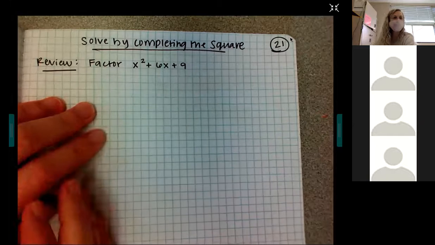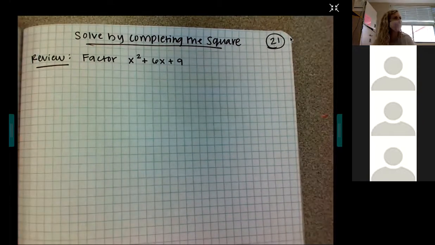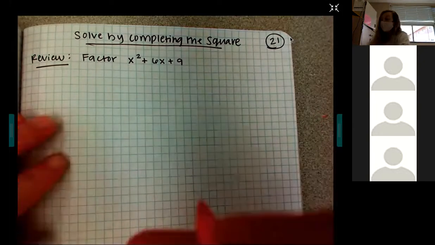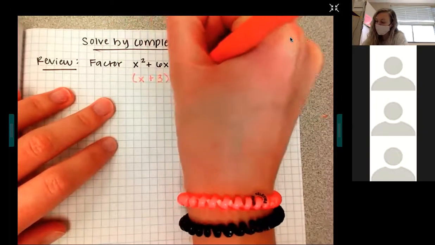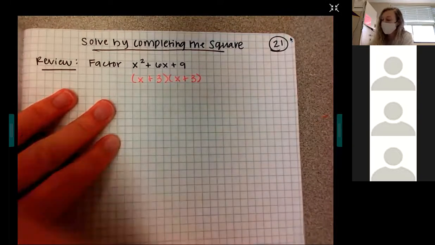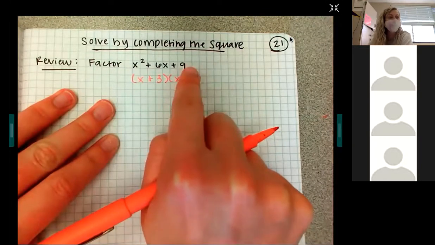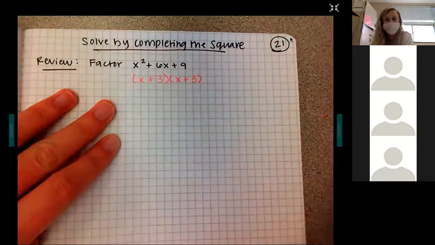How would you factor x squared plus 6x plus 9? Can y'all look at that and tell me what the two factors would be? We should be able to. Good. X plus 3 and x plus 3 is what they're saying in class. People at home, do y'all agree? Yeah. Factors of x squared are x and x. Factors of 9 are 3 and 3. And if you put 3 and 3 together and add them, they do make 6.